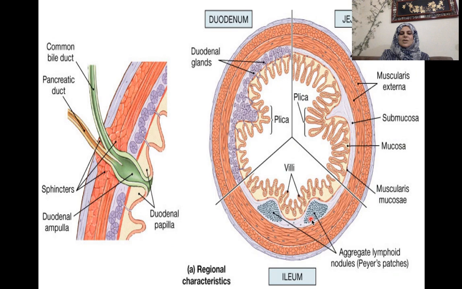Brunner's gland is characteristic of the duodenum. A tree-like, finger-like projection is a characteristic feature of the jejunum.